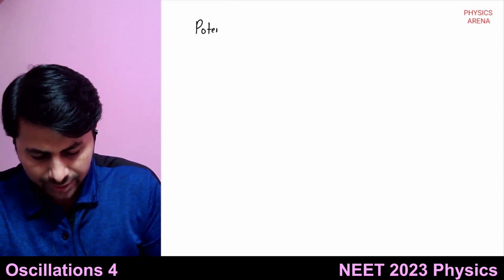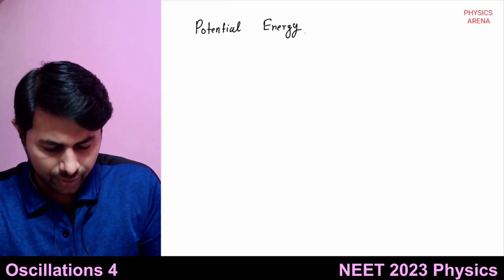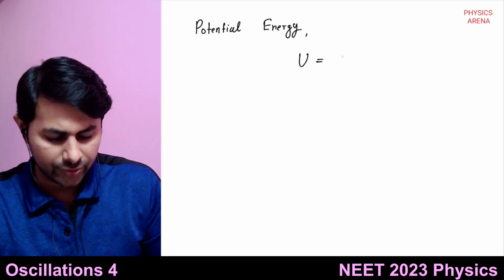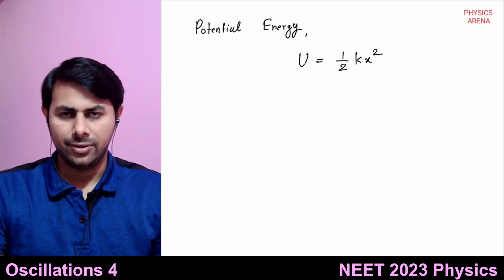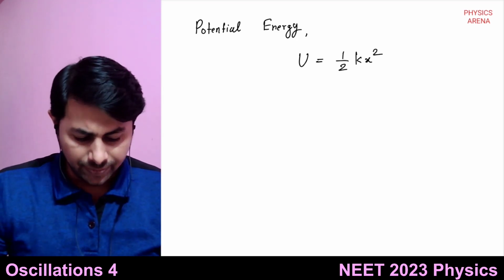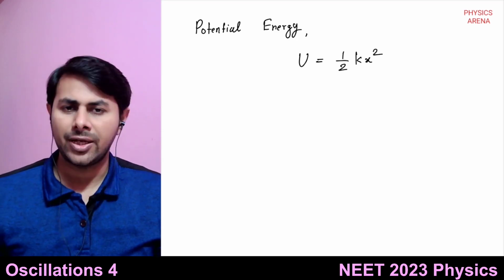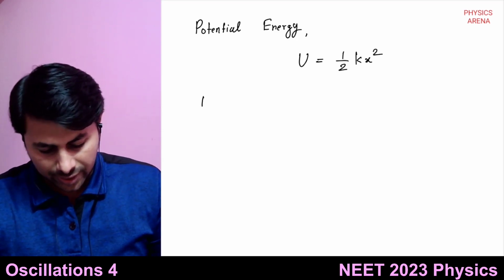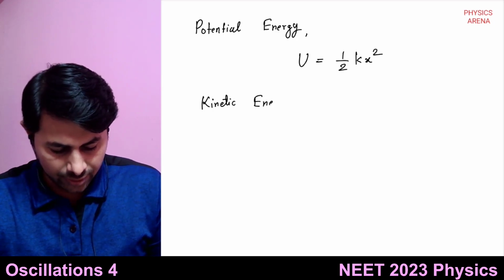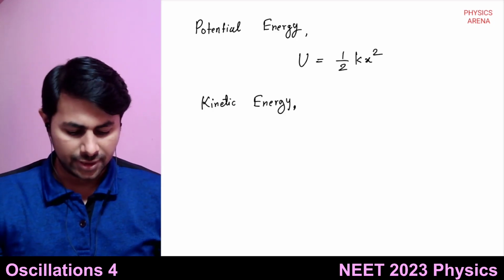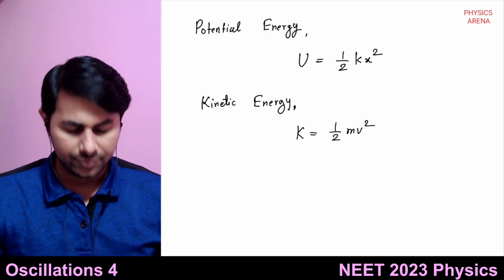So potential energy in SHM, U is equal to what? It is half of k multiplied by x square. Okay, so this is simple. This is the formula for potential energy. Similarly, we can find out kinetic energy. So kinetic energy is given by half of m into v square.